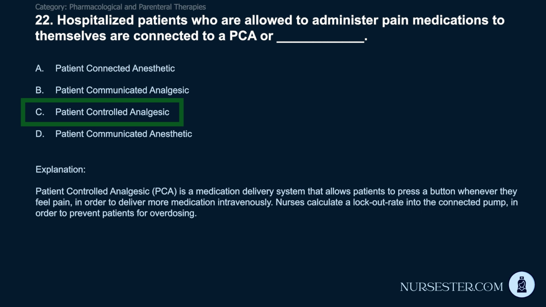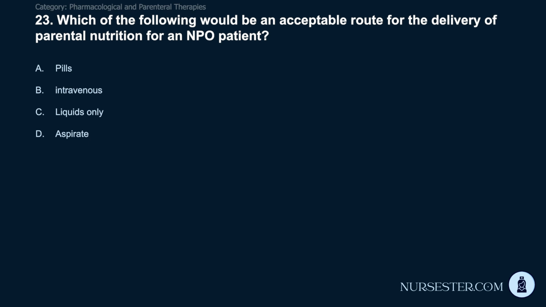Patient-controlled analgesic, PCA, is a medication delivery system that allows patients to press a button whenever they feel pain, in order to deliver more medication intravenously. Nurses calculate a lockout rate into the connected pump, in order to prevent patients from overdosing.